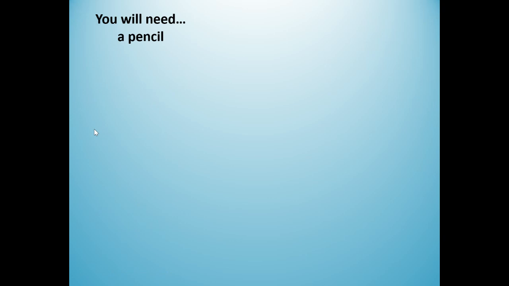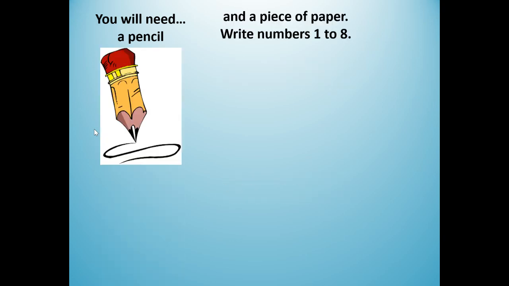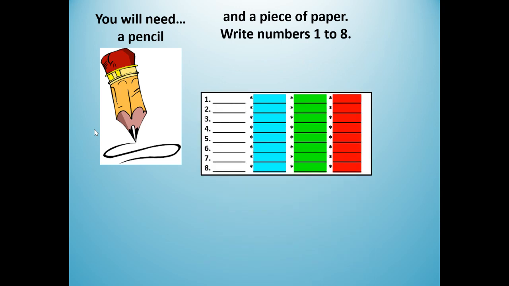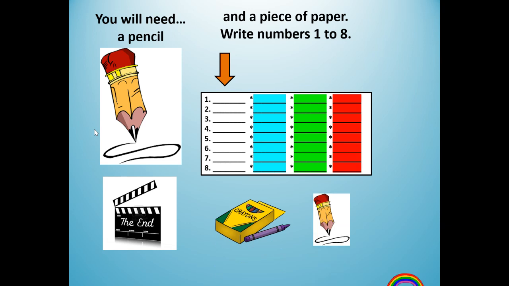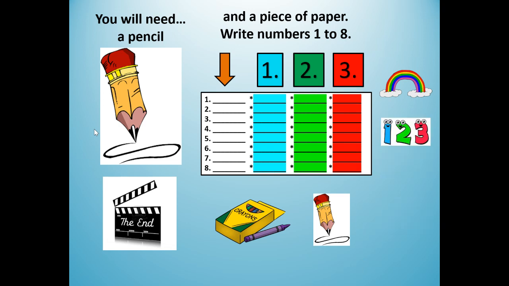So for this lesson, you will need a pencil and a piece of paper, and you're going to write numbers 1 through 8. So this is one activity that you can do for vocabulary. On the next slide, I'll give you a different vocabulary activity, so you can choose. So the first choice is to write numbers 1 through 8. And then at the end of the lesson, after you've written all of the vocabulary words, you're going to get your crayons or your pencil, and you're going to either rainbow write or just write your words 3 more times. So that's the first activity choice.